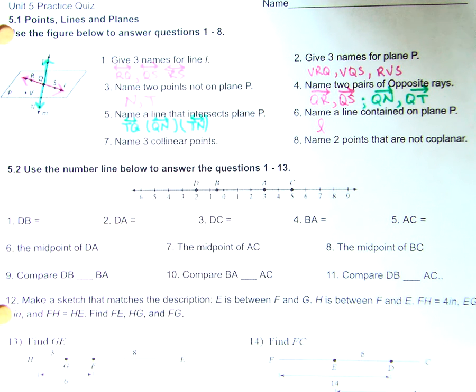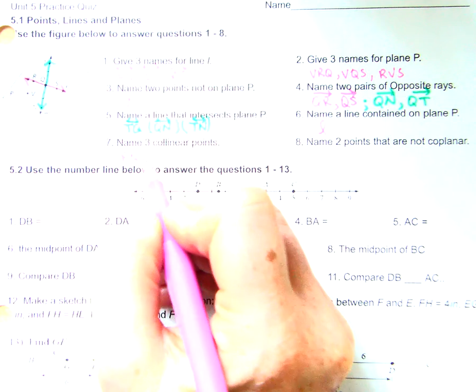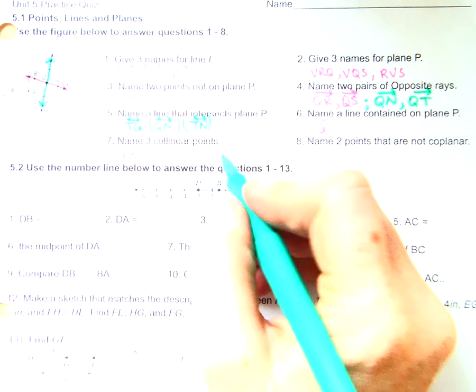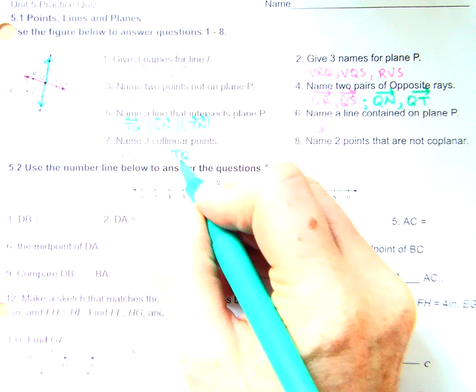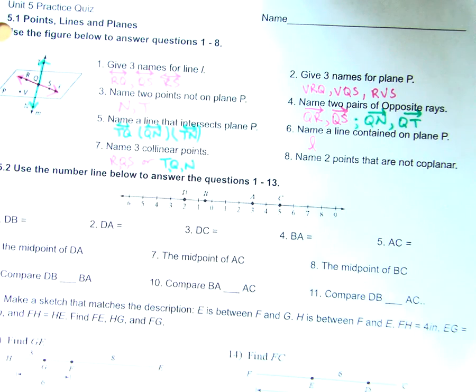And then 3 collinear points. Remember, collinear means on the same line. So you have 2 options here. You can do the pink option, which would be R, Q, S. Or you can do the blue option here, which would be T, Q, N. And because they're points, that's why I'm putting commas between them now.